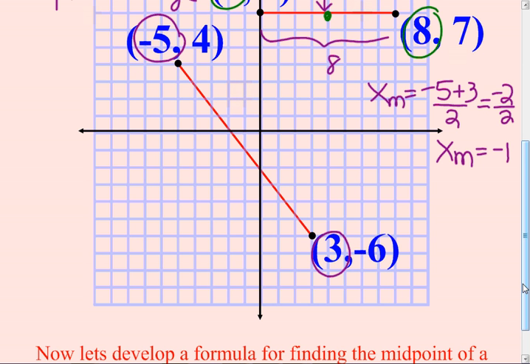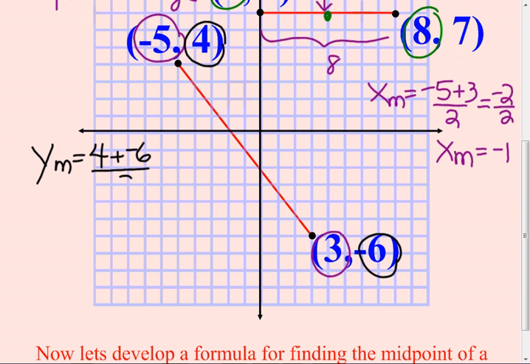How about the y's? To find the y's, I'm going to take the y values. So the midpoint for the y's is equal to 4 plus -6 divided by 2. So what's that going to give me? -2 over 2, which is -1.